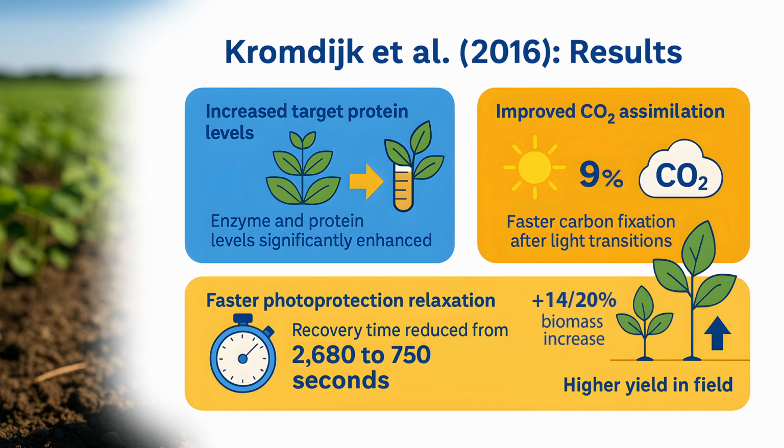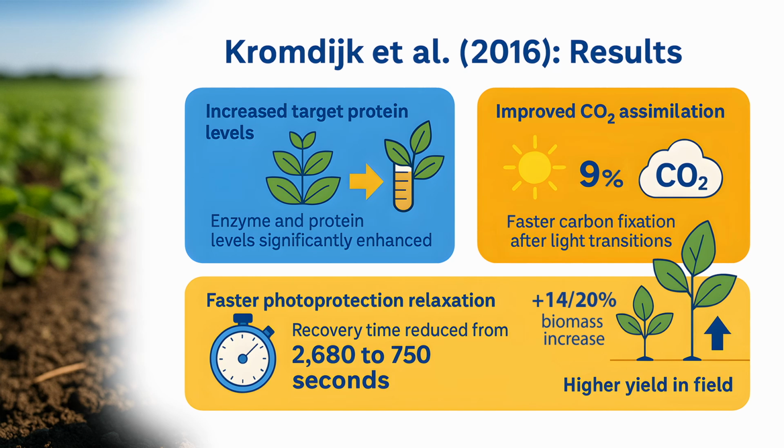The study also evaluated overall efficiency under simulated fluctuating light. In engineered plants, the quantum efficiency of carbon dioxide fixation under fluctuating light was approximately 11% higher than in unmodified plants. Notably, this improvement translated to the field. Tobacco plants with accelerated recovery from photoprotection achieved an increase of 14 to 20% in total dry biomass under real agricultural conditions.